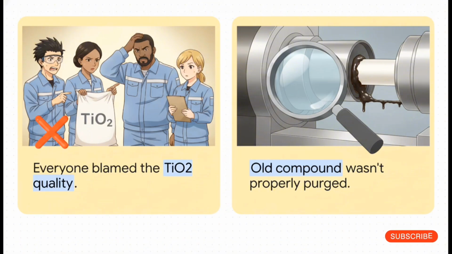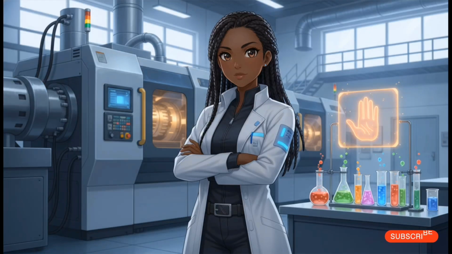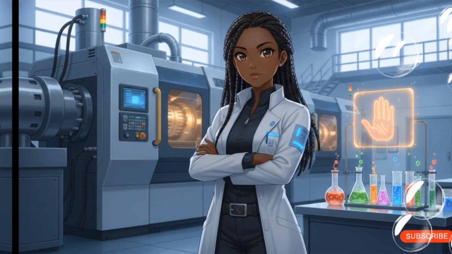So they dug into the actual problem. Turns out the injection molding machine had run an old black compound 3 days prior, and it was never properly purged. Those dead spots were slowly releasing carbon black right into the pure white Masterbatch. So the fix wasn't to call the TiO2 supplier and scream at them. The actual solution was improving the machine cleaning protocol on the shop floor. Once they did that, the customer complaints permanently stopped.